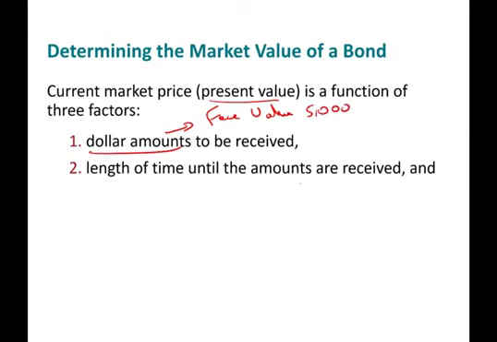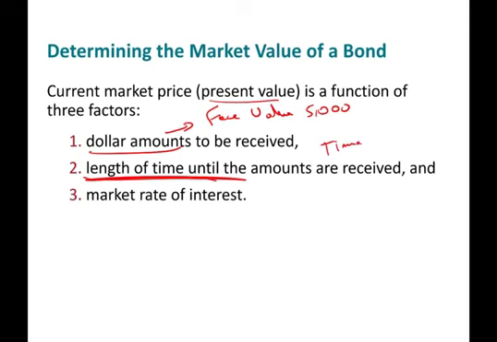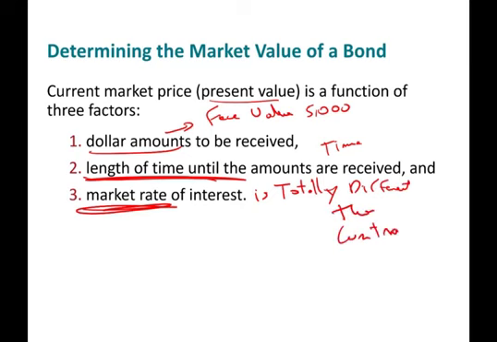2, the length of time until this amount is received. How long? So time. And 3, the market interest rate. Now, what do we mean by the market interest rate? The market interest rate is totally different than the contractual rate. And what's the contractual rate?